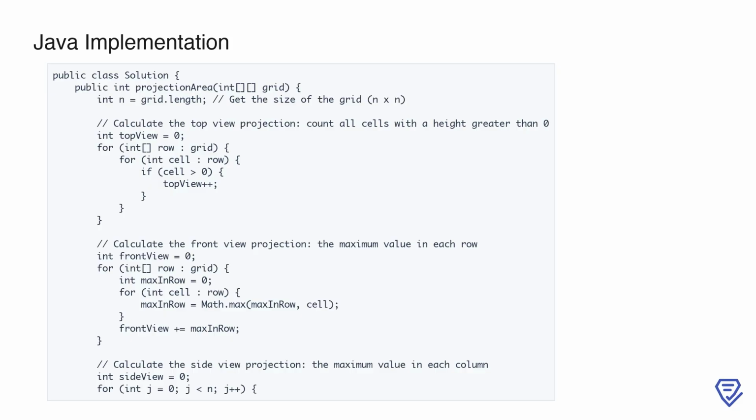Next, we calculate the front view projection, which is determined by finding the maximum height in each row of the grid. For this, we iterate through each row, keep track of the highest value within that row, and then add it to the total front view projection. This ensures that we capture the tallest block visible when looking at the grid from the front.